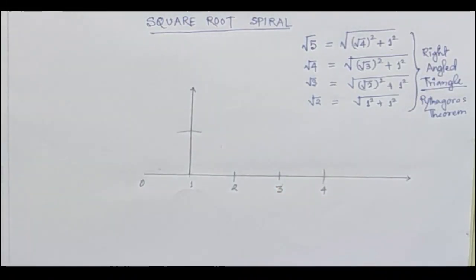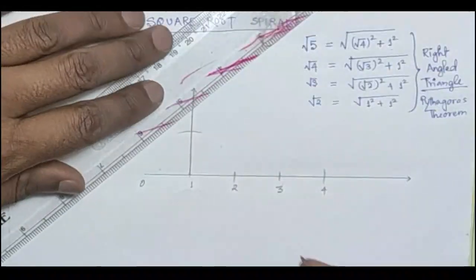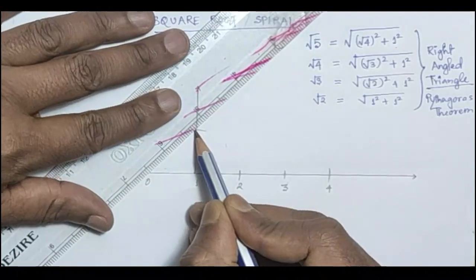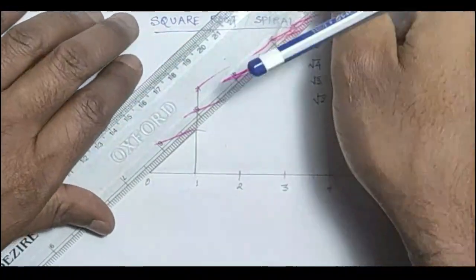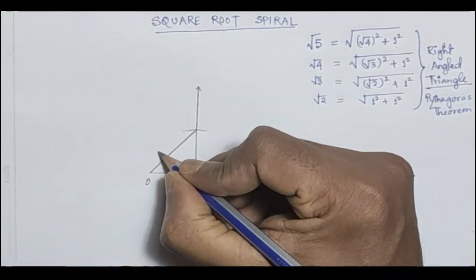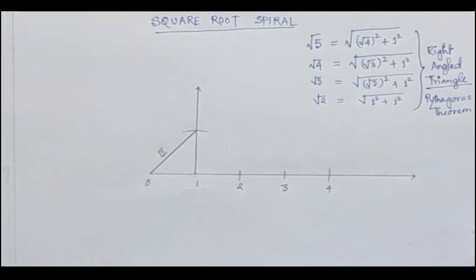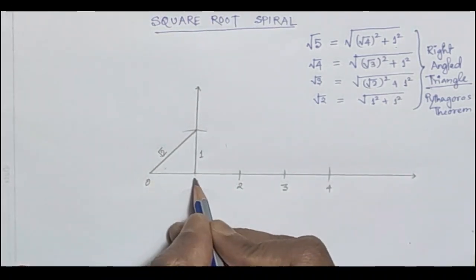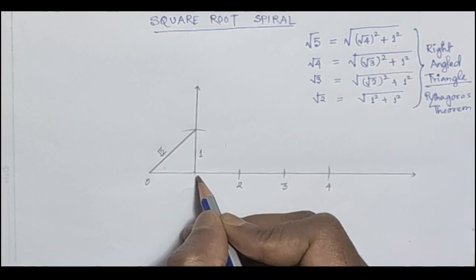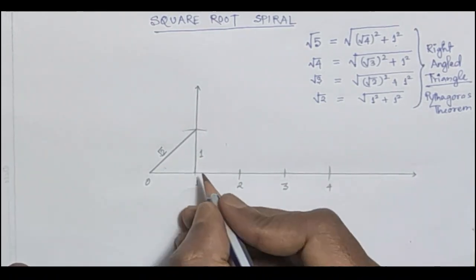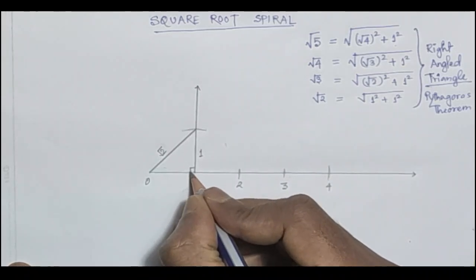Okay, now you can just join these 2 points. And this value is nothing but root 2, and this is nothing but 1, because we have taken this scale as 1, so this scale will also be 1 unit. So we got square root of 2, and this is a right angle triangle.